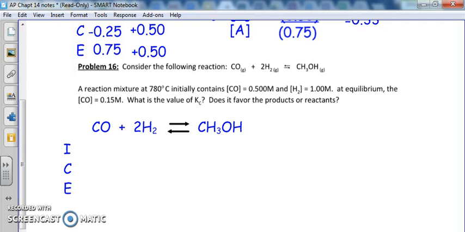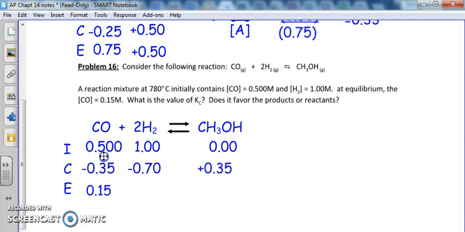Well, let's set up the ICE table. Remember, what does ICE stand for? I stands for initial, so I'm going to plug in the value. Here we go, these are the initials. And what else do we know? They told us that we end up with CO at 0.15. So now it's a matter of, can I figure out what my C value is? 0.5 minus what is 0.15? Hopefully you got this as a value right here. So I'm going to subtract 0.35 and again use your BCA idea where you divide by 1 times 2. Divide by 1 times 1, and those are our values.